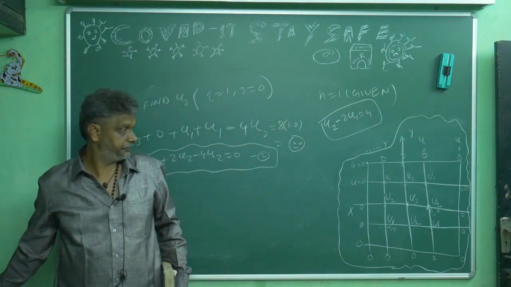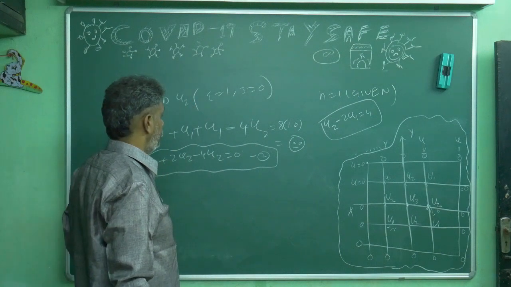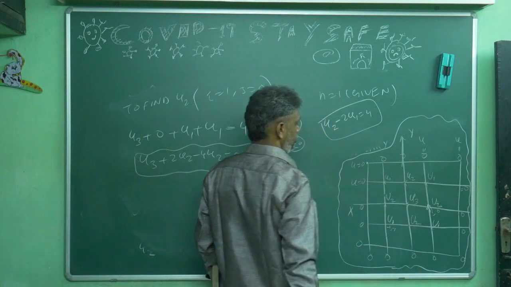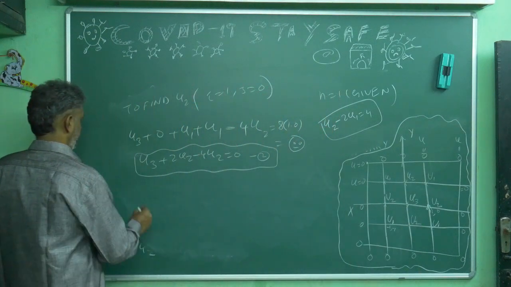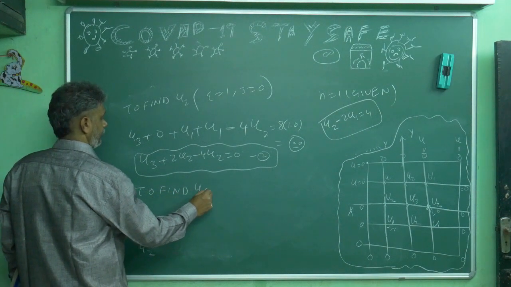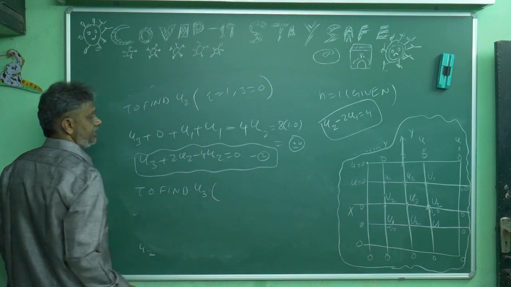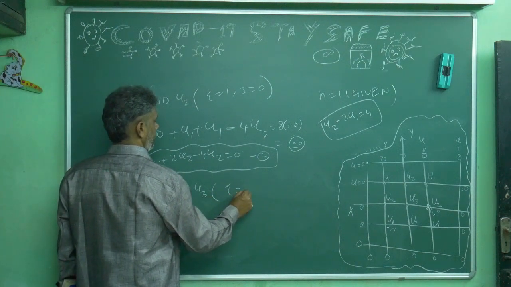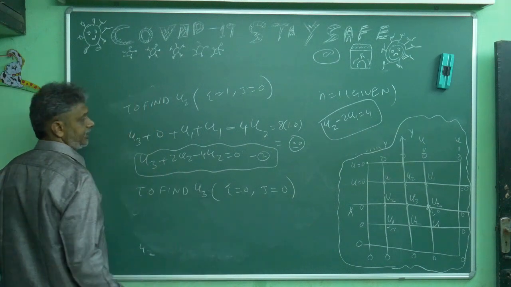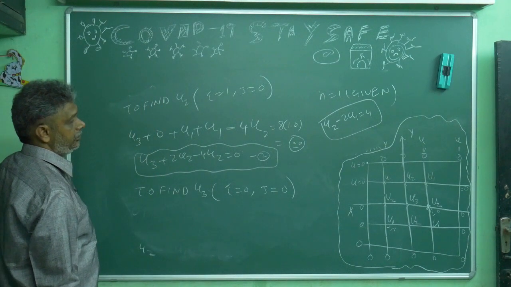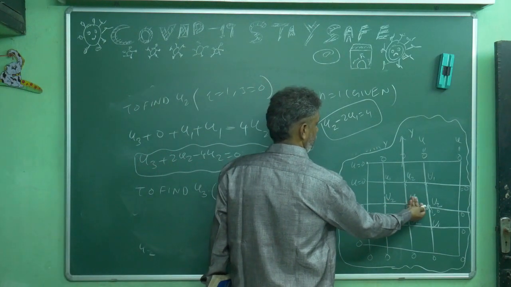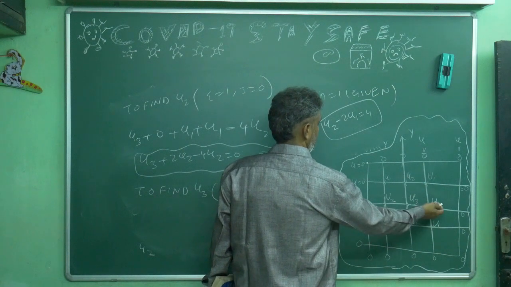So now what I will do, u3 is what? This is where the x axis and y axis meet, this is the origin. So, i is equal to what? To find u3, what is my i? i is equal to 0. j is equal to 0. Again, same story. u3 is equal to what you will get? u2 plus u2 plus u2 plus u2 minus 4u3 plus plus plus plus.